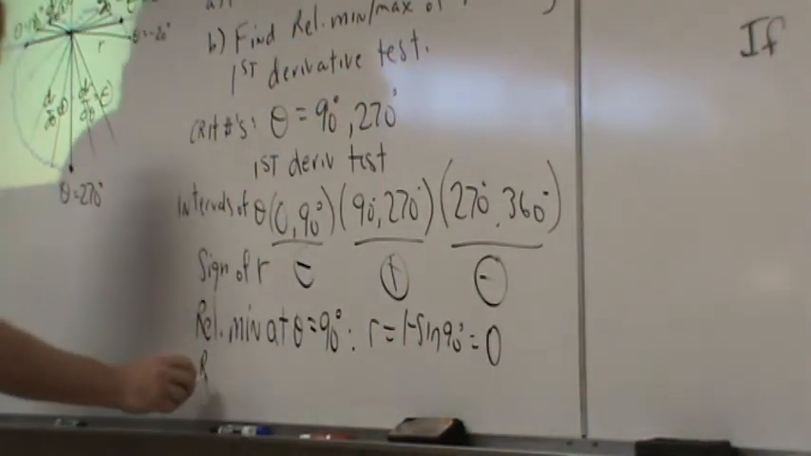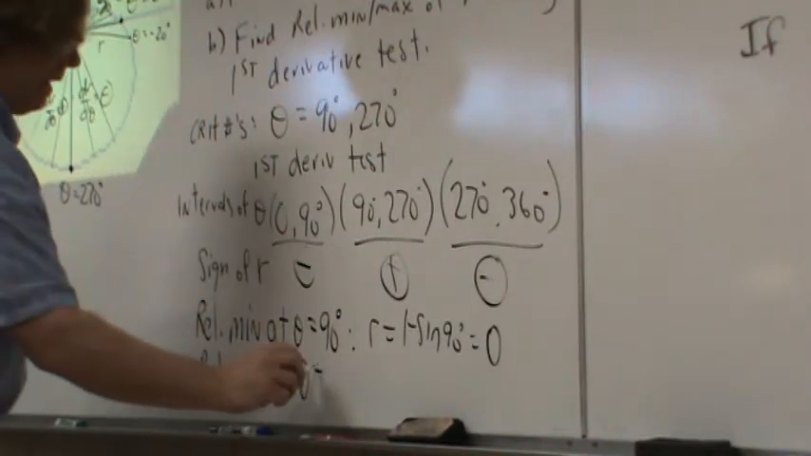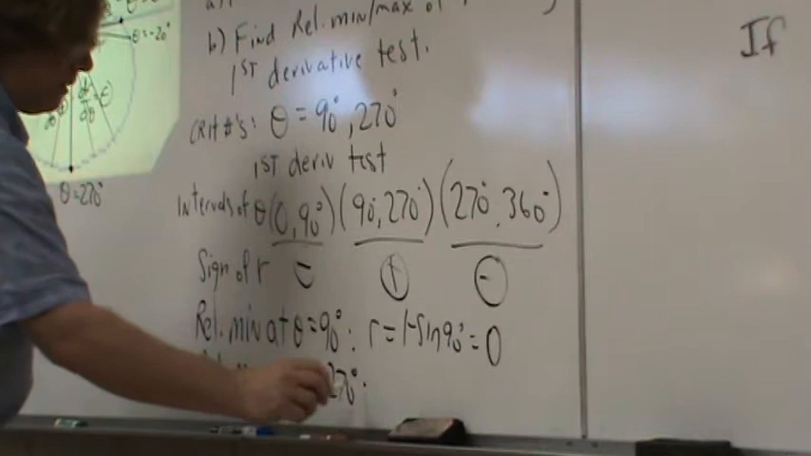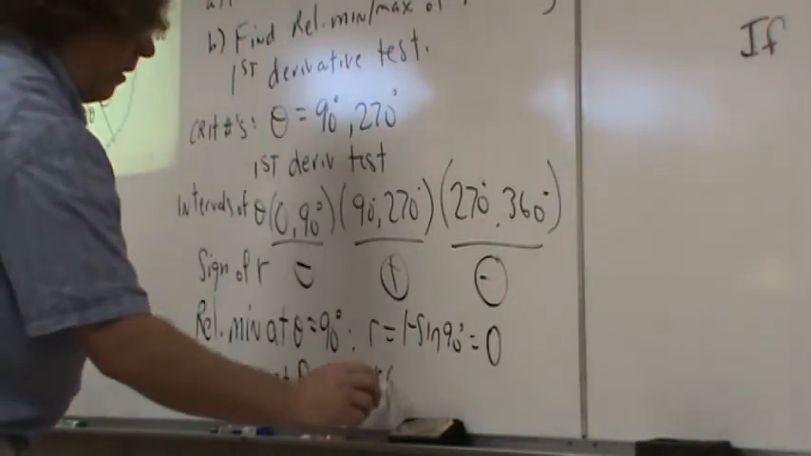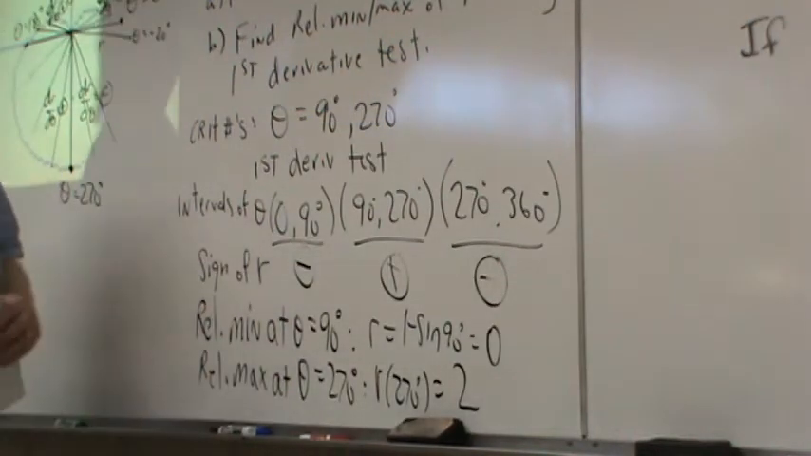And then finally, I've got a relative max at theta equal 270 degrees. And that's because the R of 270 degrees ends up equaling positive 2.